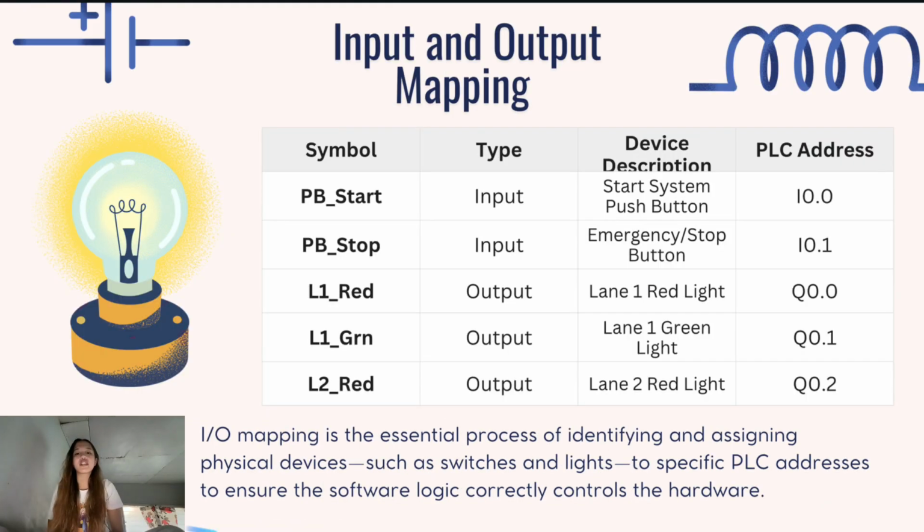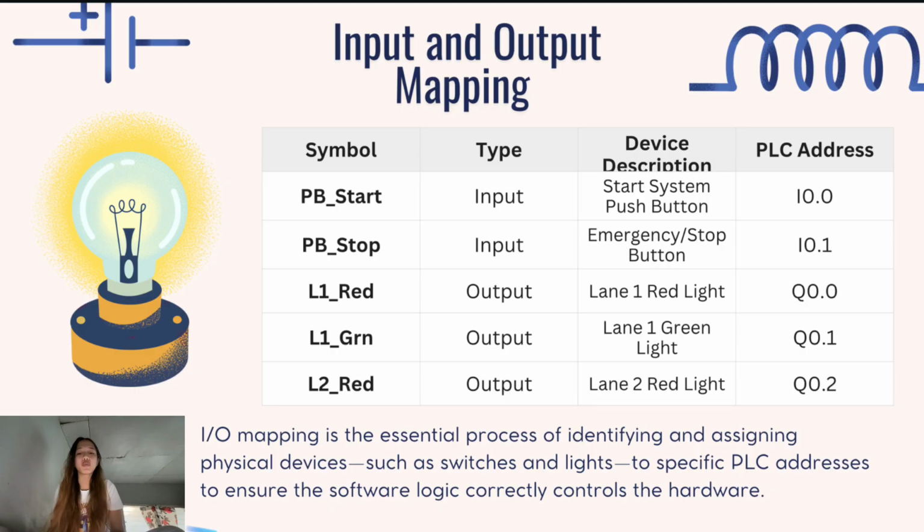So this slide shows the input and output mapping of the PLC system. Input and output mapping is important because it links physical devices such as push buttons and traffic lights to specific PLC addresses so that the program can control the hardware correctly.